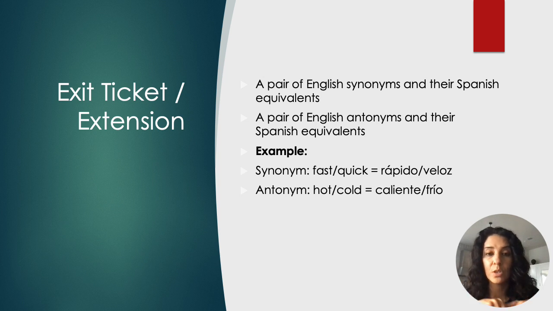long cross-linguistic transfers. So a pair of English synonyms. The students are gonna have to do a pair of English synonyms and their Spanish equivalents. All right, so this is where the cross-linguistic transfer is going on. And then a pair of English antonyms and their Spanish equivalents. All right. So for an example, it would be fast, quick, and then in Spanish would be rápido, veloz. That'd be for a synonym. And then hot, cold, caliente, frío. That'd be for an antonym.